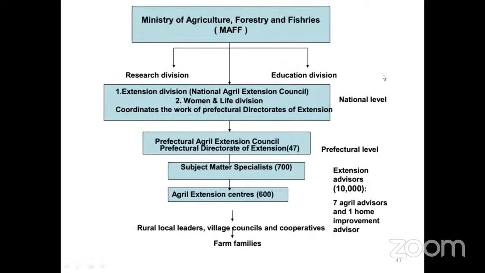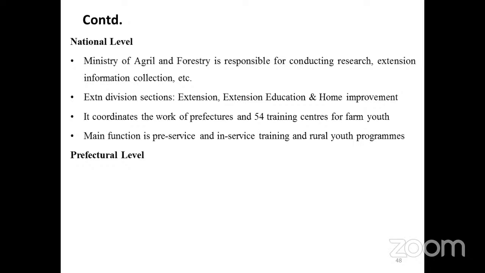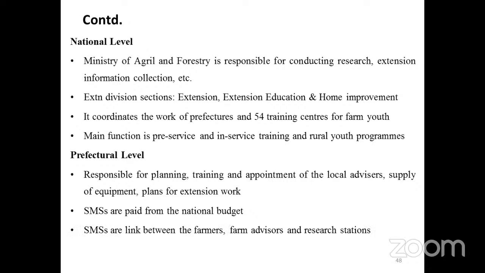This is the pattern. They have this national level where they have this extension division and women and life division. Then comes the prefectural level where they have this council and directorate, and later it goes on to agricultural centers at local level. Whereas at national level, if you see, they have this Ministry of Agriculture, Forestry and Fisheries. Fisheries again becomes important here. So as I have already mentioned, this is at national, then prefectural level.